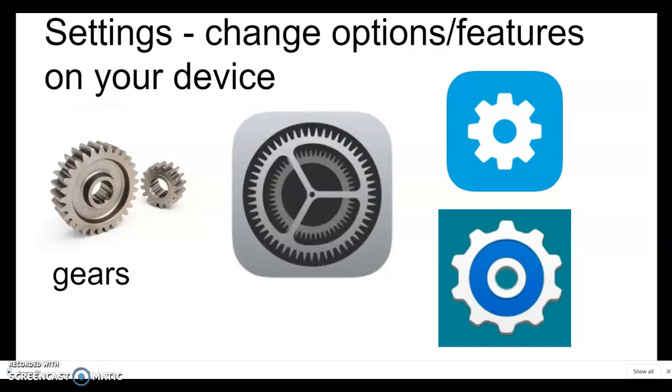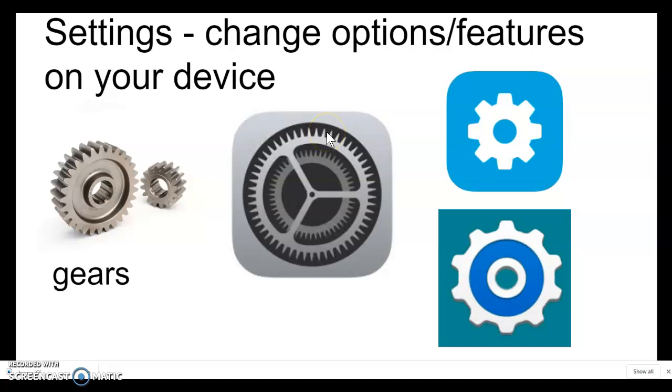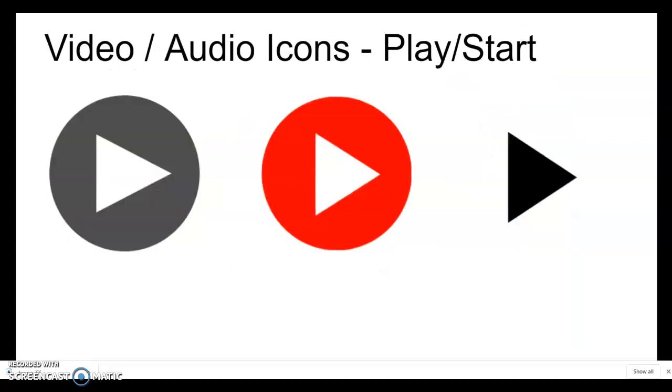Settings. This is a really important icon to know. It's based on the gear, which helps machines turn. These are gears over here on the left. And the setting icons all look very similar. They're all based on the gear. And this is where you can change, if you click on the settings, you can change all of the options and features on your device or phone or computer.